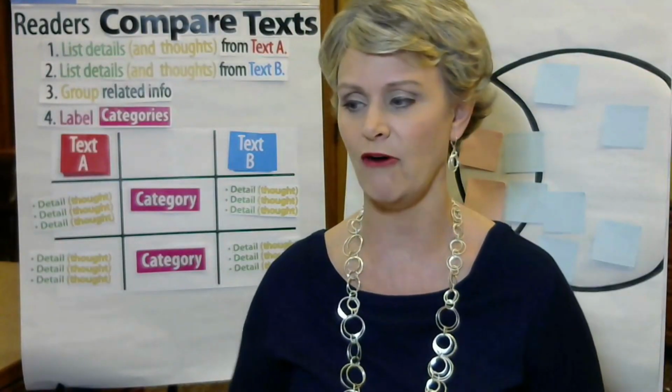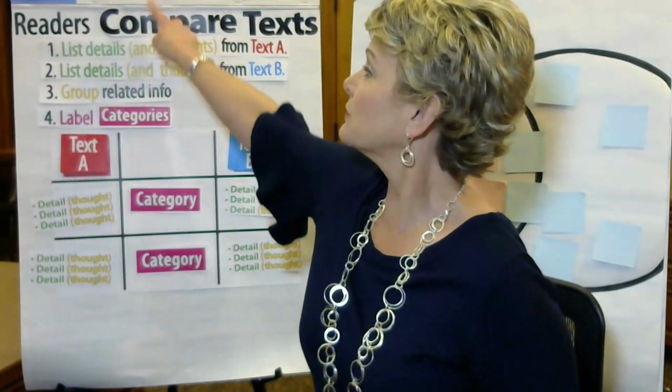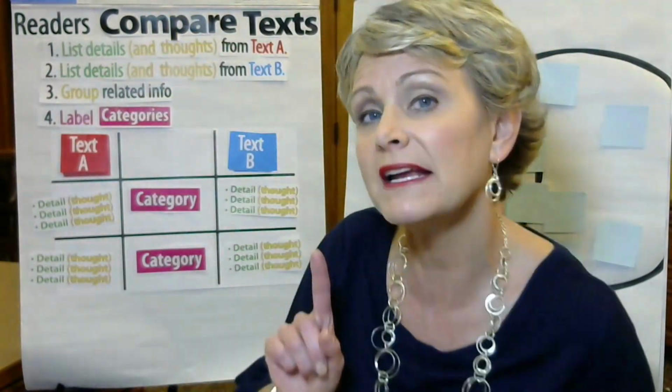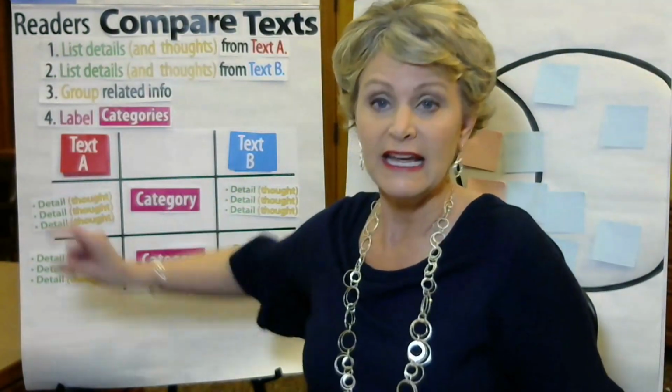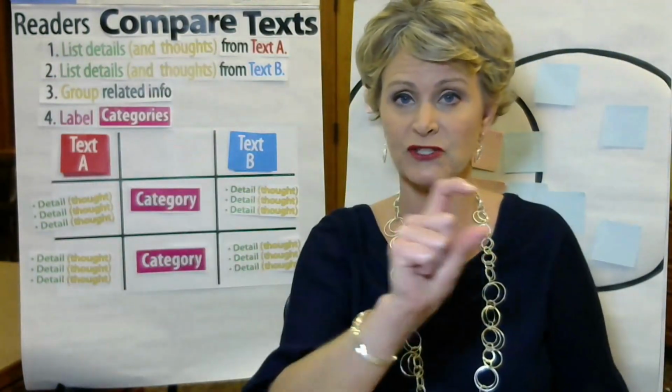Okay, so now that I've read the text individually, now I'm ready to really start comparing. And how do I compare? We learned in the last lesson, I look row by row. And in this case, that's story element by story element.